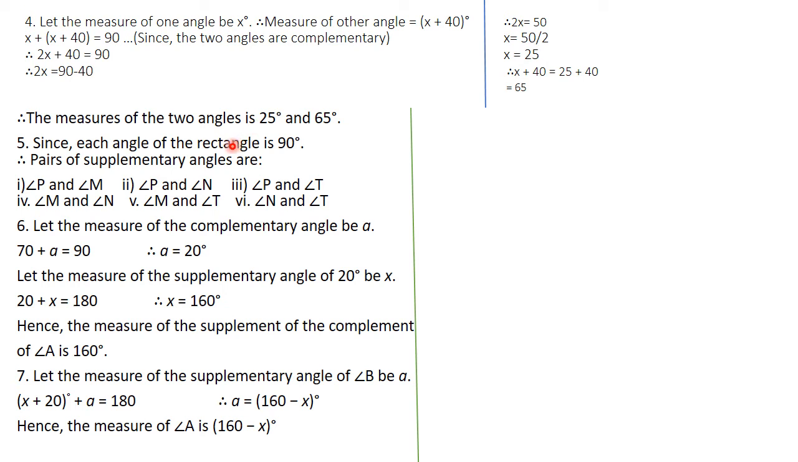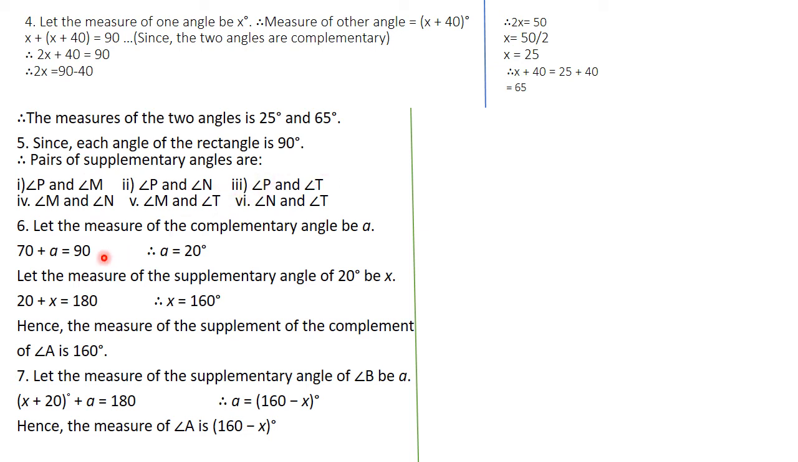Next is the fifth sum. It says to write the pairs of supplementary angles. Now what is the property of a rectangle? Each angle of a rectangle measures 90 degrees. So you can take adjacent angles P and M. You can take P and T also, because these are adjacent angles, and 90 plus 90 becomes 180. So like this I have done.